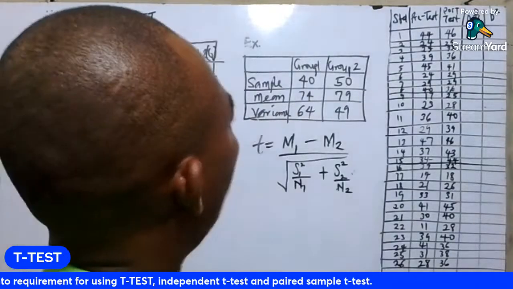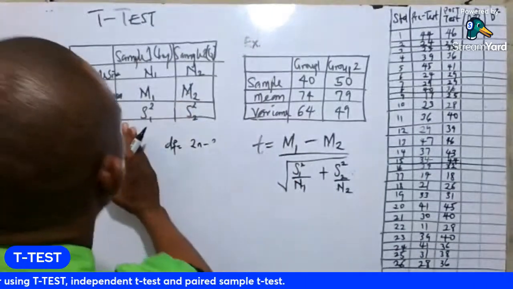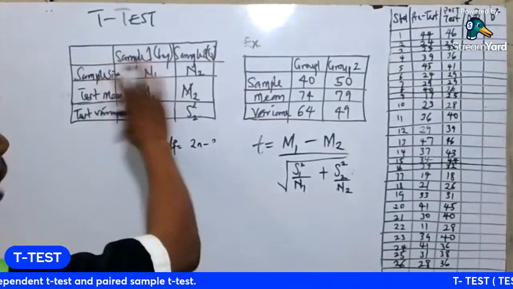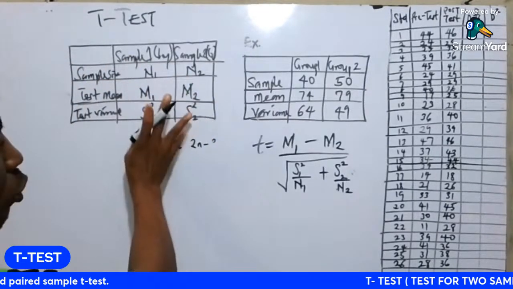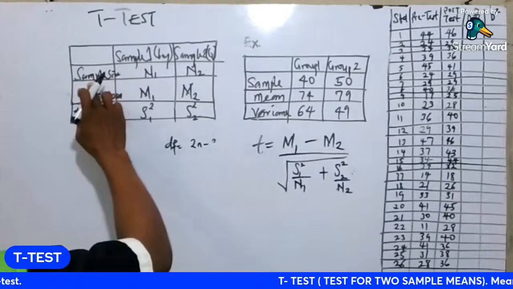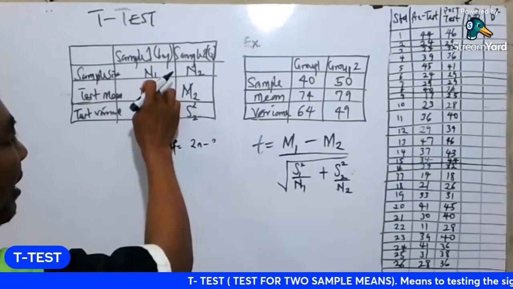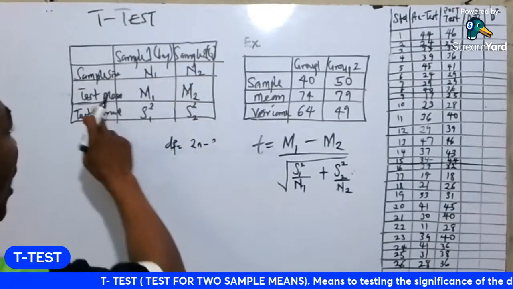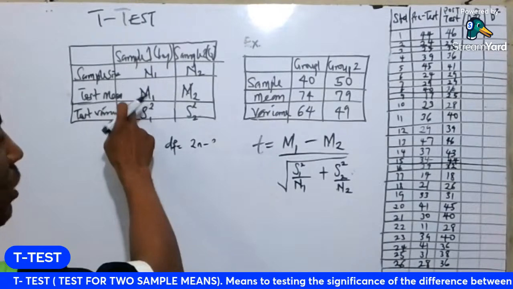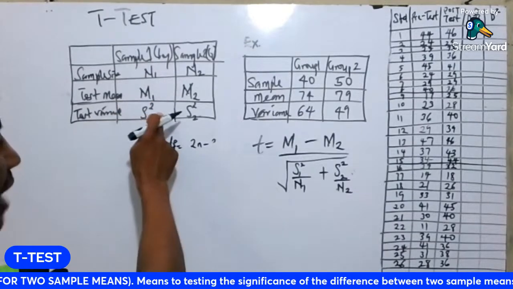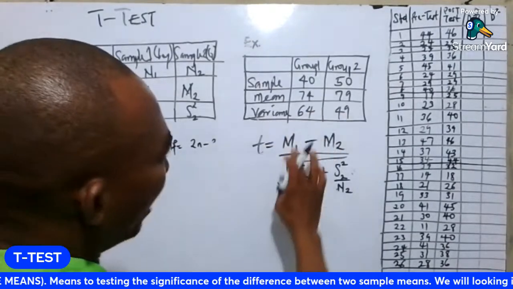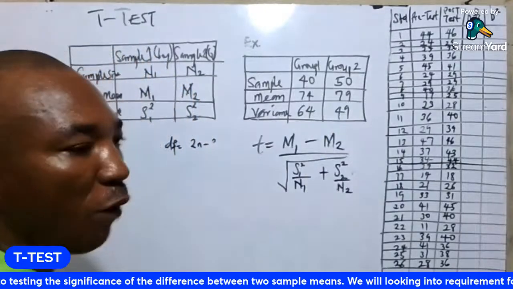So let's take this for instance. This is an example too. I've just shown you an example of how an independent t-test table used to look like. When you see it like this, this is the sample size. This is the first sample, the second sample. This is the test mean. They will put the test mean here. Then the variance as well will be here. Then if it is less, you make use of this formula.